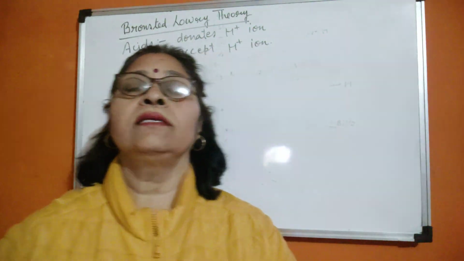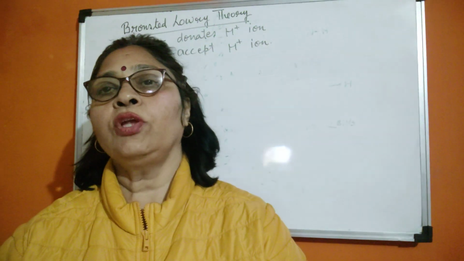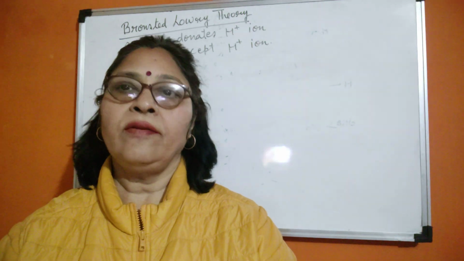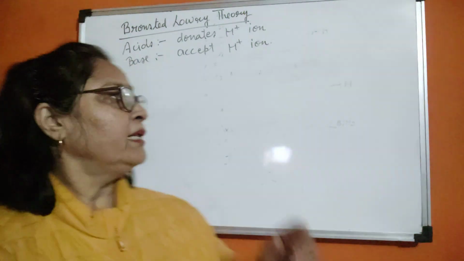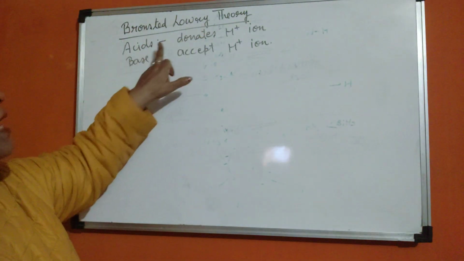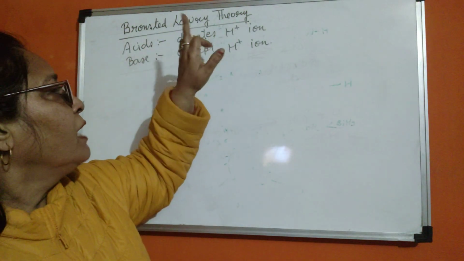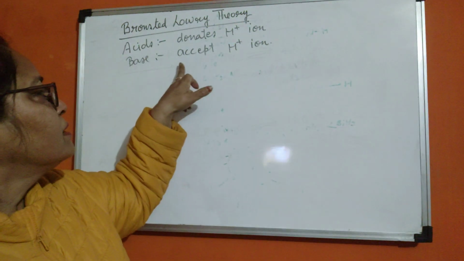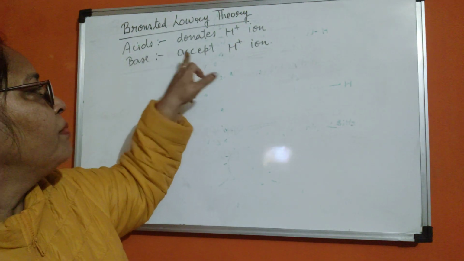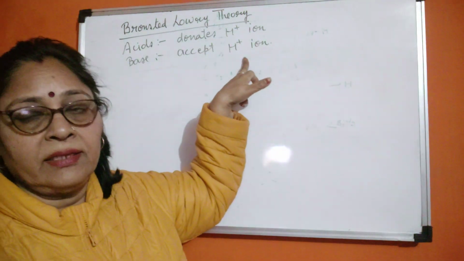So hello students. Now again coming with acid-base theories. Like you know that our second theory is Bronsted-Lowry theory, and in this Bronsted-Lowry theory, acids are the substances which can easily donate H plus ion, and bases are the substances which are capable to accept H plus ions.